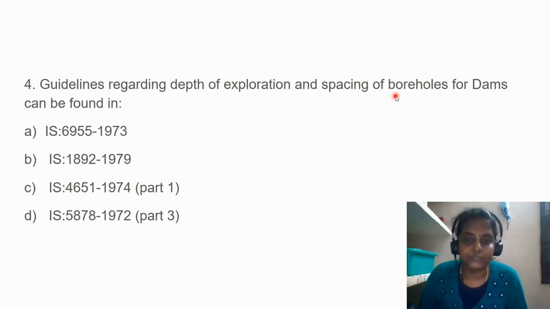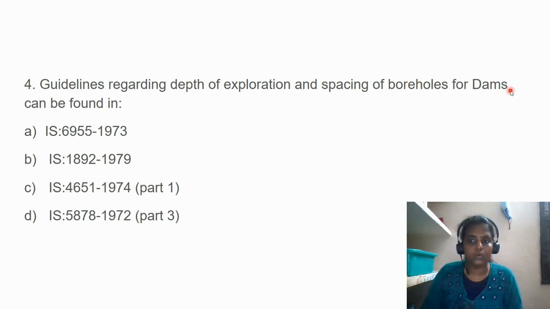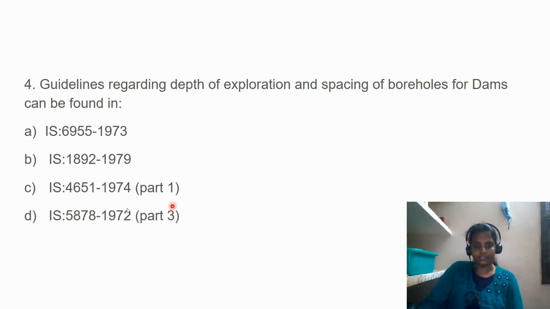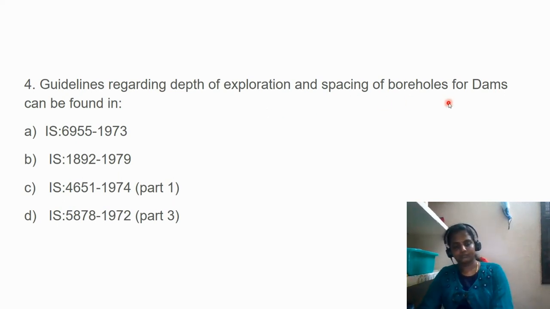Guidelines regarding the depth of exploration and spacing of boreholes for dams. Can anyone tell me what IS 5878 1972 is? Tunnel. Okay, so it is for tunnels. So what could be the guidelines for dams? It is IS 6955 1973.